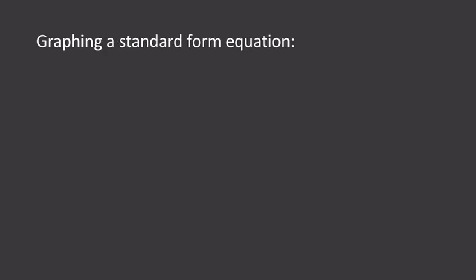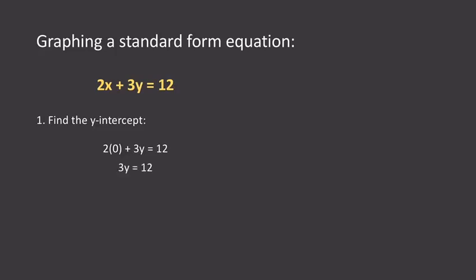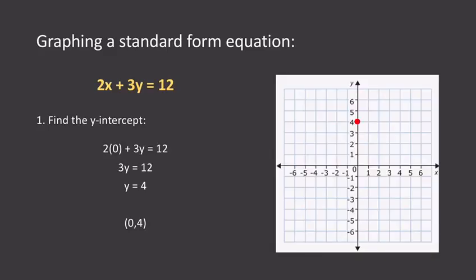Finally, to graph a standard form equation, such as 2x + 3y = 12, the first step we need to do is to find the y-intercept. As we mentioned earlier, it's when x is equal to 0. So we'll substitute 0 in the equation. 2 times 0 plus 3y equals 12. So 3y is 12 and y is 4. So we have the point (0, 4), and we're going to plot it.